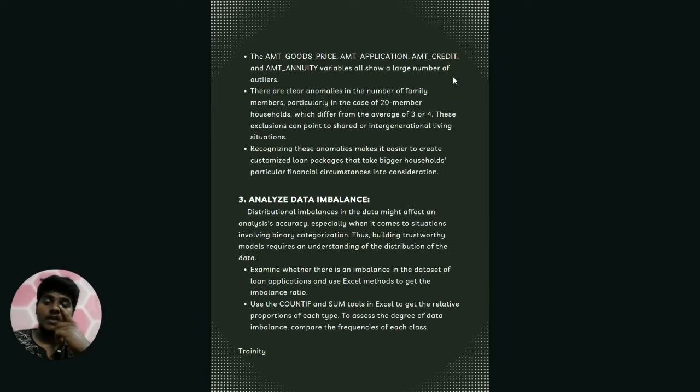There are a lot of anomalies in the amount goods price, amount application, amount credit, and amount annuity variables. There have been deviations from the norm of 3 or 4 family members, especially when it comes to homes with 20 people. These omissions may indicate multi-generational or shared living arrangements. It is simpler to design personalized loan packages that take larger households' unique financial situations into account when these abnormalities are identified.